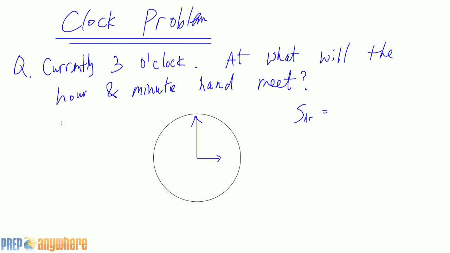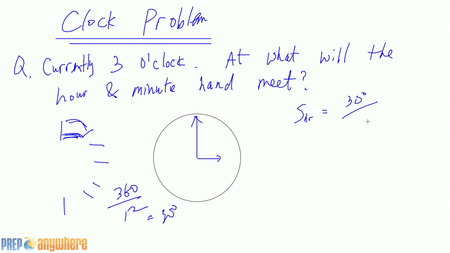In 1 hour, it just moves 1 tick, right? From all these different ticks. This 1 tick. So how many spaces are there in the clock? Actually, there's 2 ticks here. There is 12, right? So 1 tick must be 360 divided by 12, which is 30 degrees. So it spins 30 degrees per hour. Or 30 degrees in 60 minutes, which is a 0.5 degree rotation per minute.